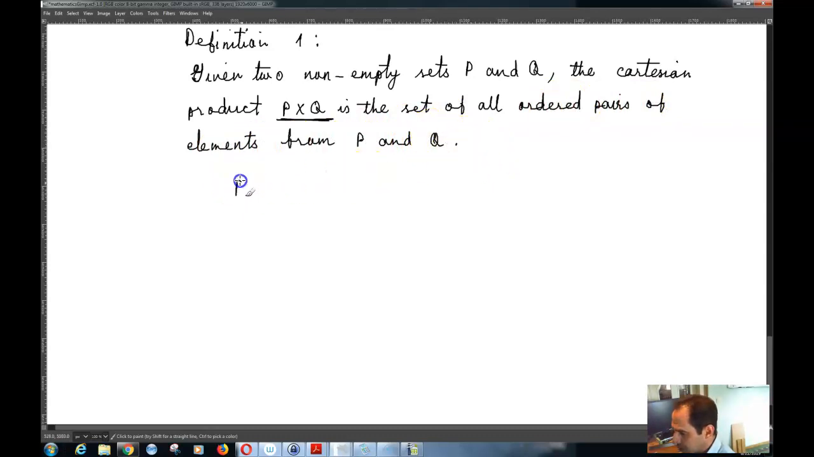That means that you can write P times Q, the Cartesian product of these two sets, as a set of pairs (p, q) such that p belongs to P, and, or instead of and, you can also use a comma, q belongs to Q. So that is called the Cartesian product of two sets P and Q, which is denoted by P times Q.